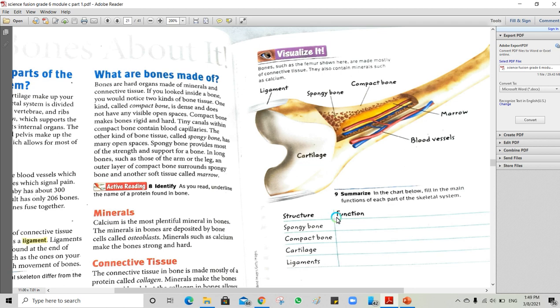Okay, so now we have completed the table and we have discussed the soft tissue called marrow. In long bones such as those of the arms or legs, an outer layer of compact bone surrounds spongy bone and another soft tissue which is called marrow.